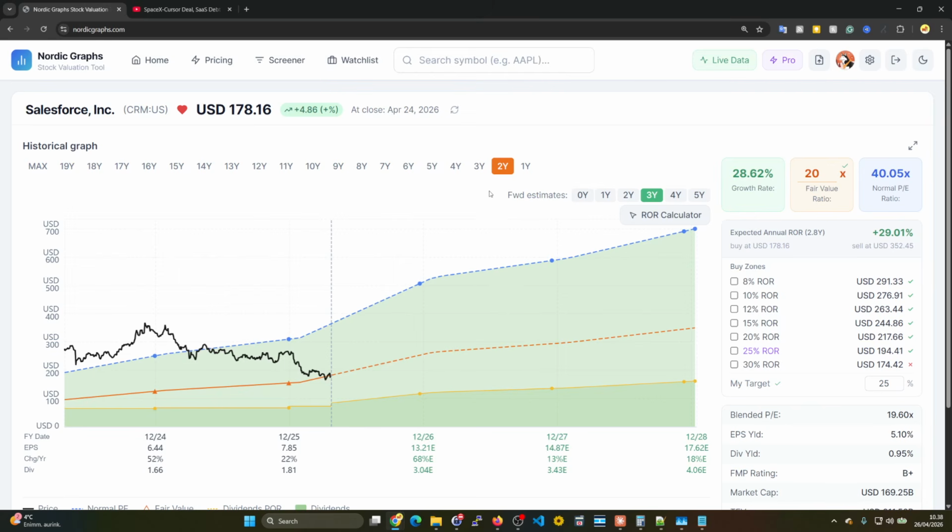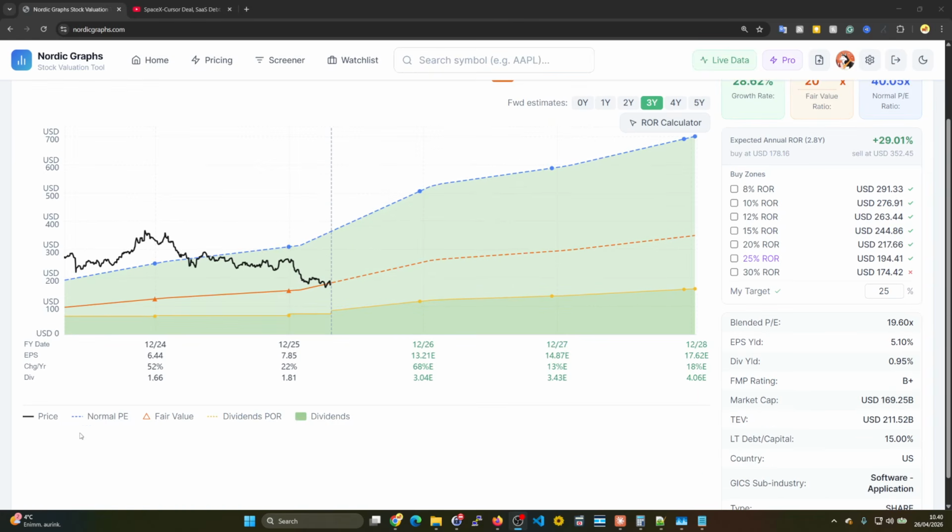But there is of course risk involved in Salesforce as well. All the SaaS stocks have gone down, and the risk which is seen is that with AI coming, customers would need fewer seats for the SaaS software, and that would drop the revenue.